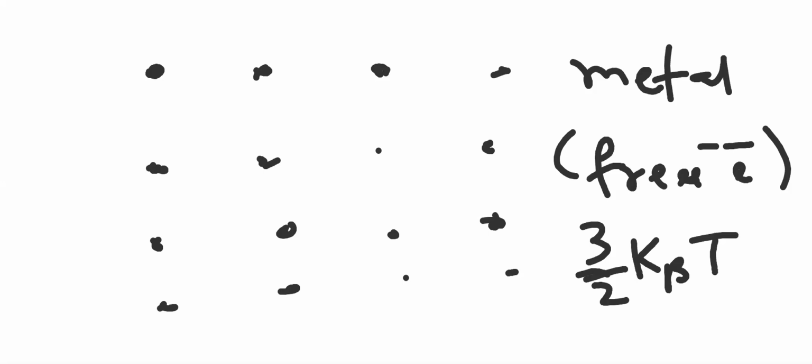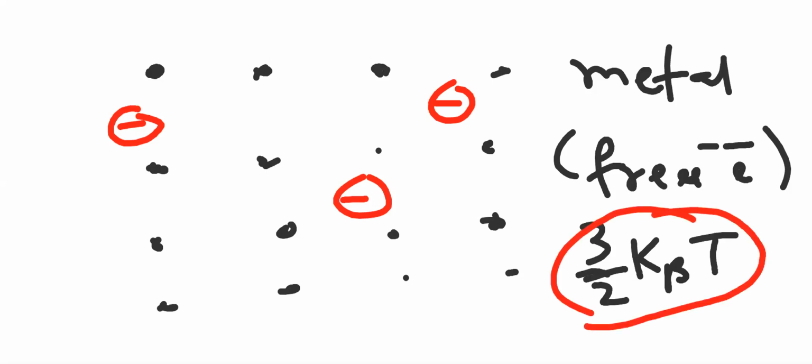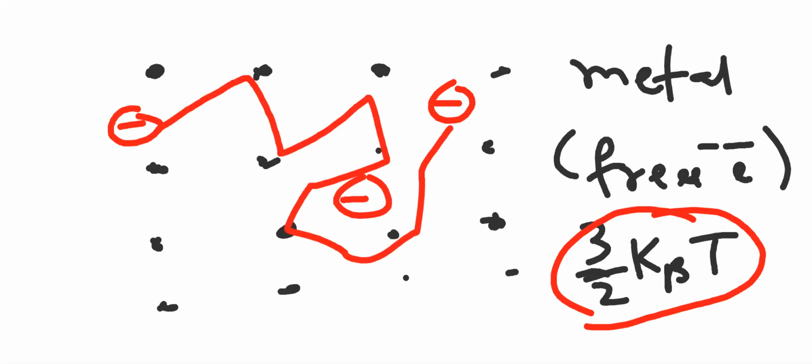So let's say you have this red color electron, and one more electron, in this large lattice. Because of the thermal energy, these electrons go this way, this way, this way, with no particular path. That is called zigzag motion or random motion.